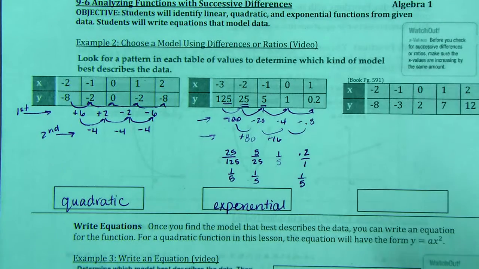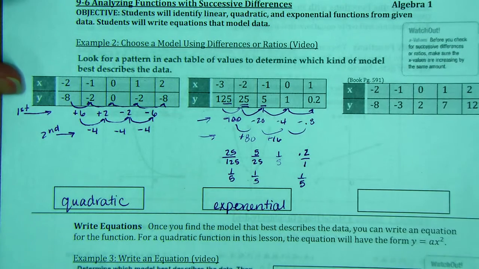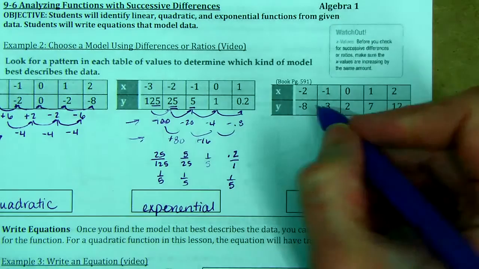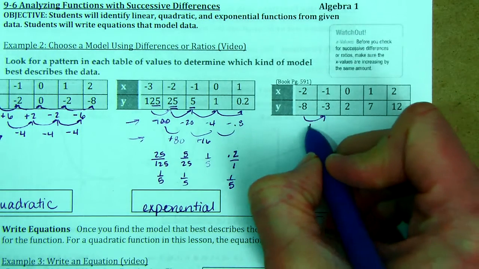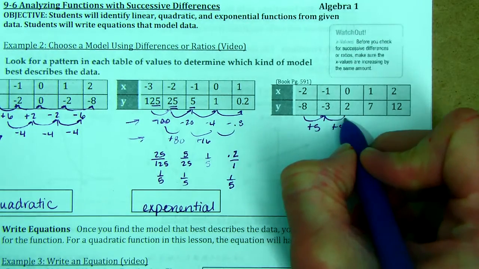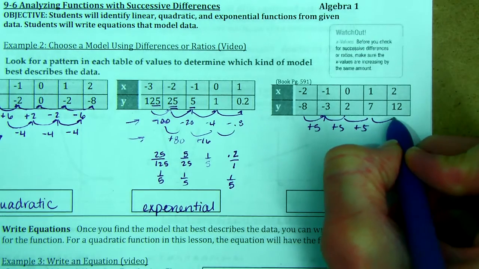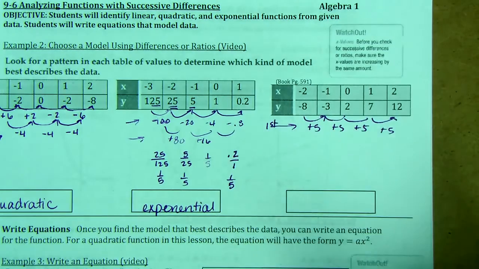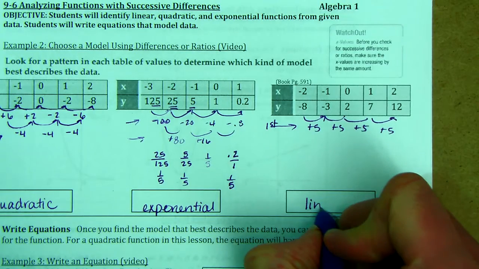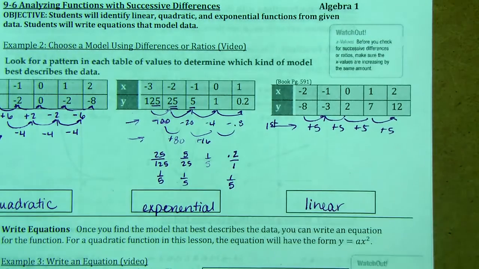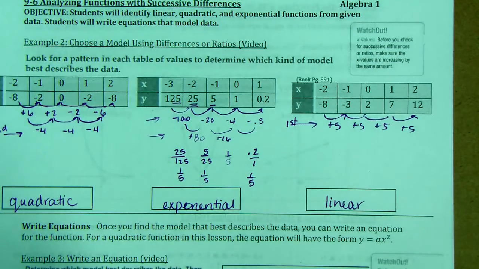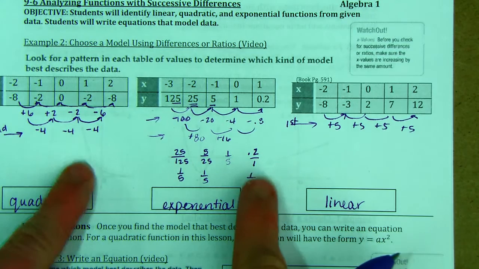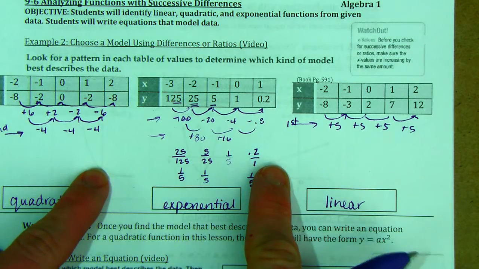Negative 8 to negative 3 is plus 5, plus 5, plus 5, plus 5. So the first differences are the same, which makes that a linear. So there you have it, checking our first differences and second differences, identifying quadratic, exponential, and linear. I do know you have some of this on Alex, and I was helping somebody with it just today. So besides just differentiating which one is which, we're also going to write equations.